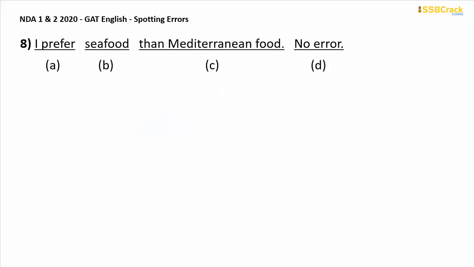I prefer seafood than Mediterranean food. Again, most of you who have already gone through my lectures, who have already gone through the practice exercises, I have also described to you before that I prefer seafood than Mediterranean food. There is the wrong usage of the preposition here. It should not be than, it is to. You prefer something to something else, or you prefer to do something, like I prefer to watch TV, for example. Okay, so I prefer seafood to Mediterranean food. I prefer tea to coffee.